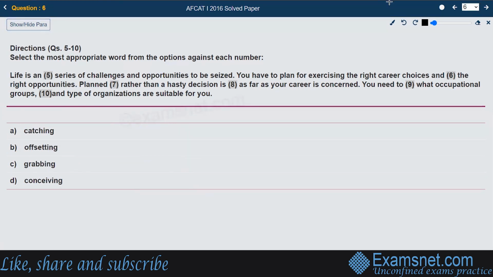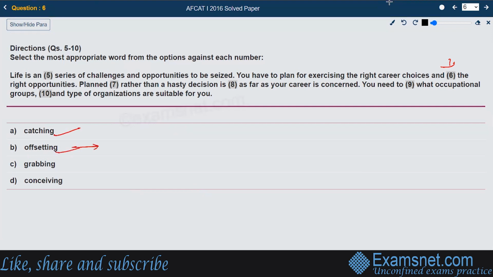Now again, we have to fill in the gap of 6. Let's keep on reading. To be seen, you have to plan for exercising the right career choice and dash the right opportunities. So we need to fill what should come here. Dash the right opportunities. Let's see the words. Catching. The opportunities are not caught.